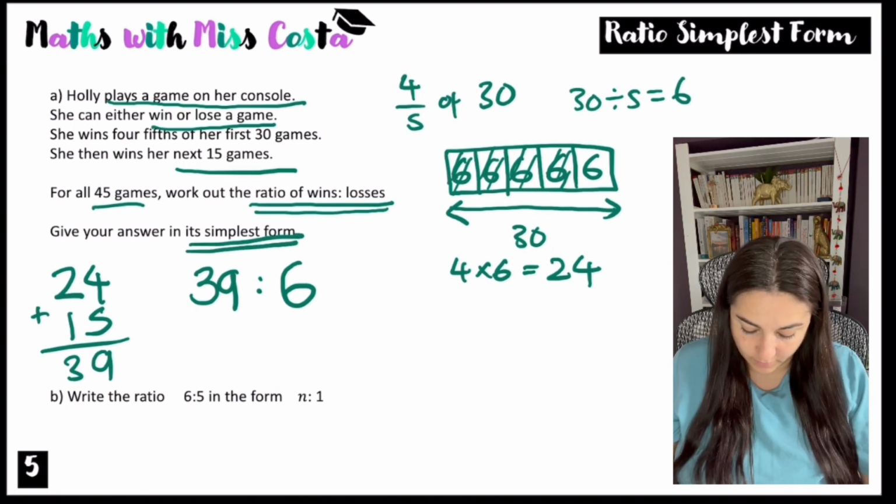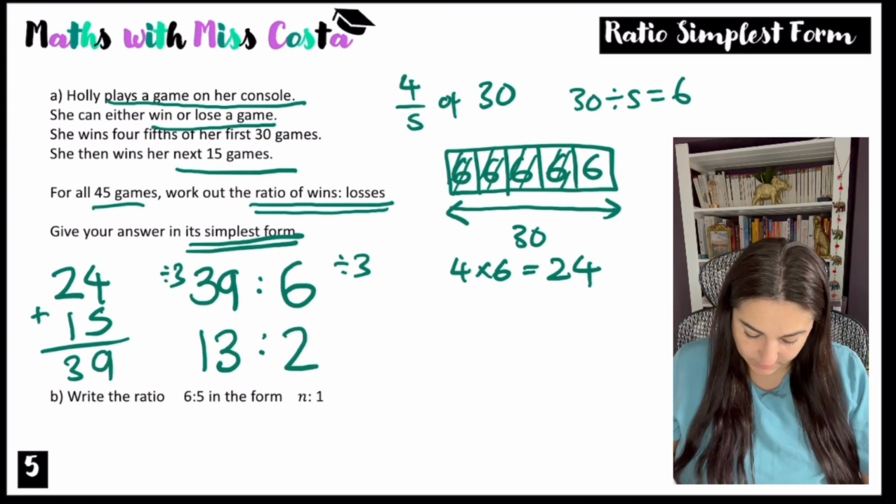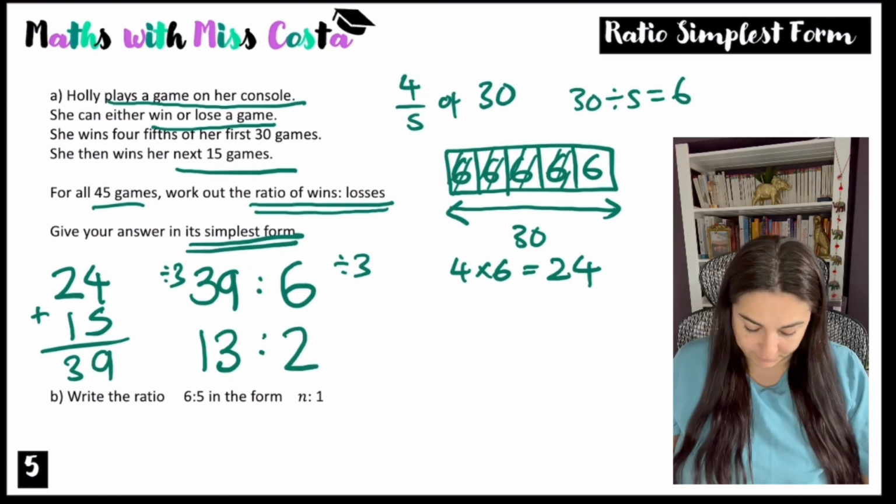So I find the highest common factor. So let's divide both sides by 3. 39 divided by 3 would be 13. 6 divided by 3 is 2. So that's my answer in its simplest form.